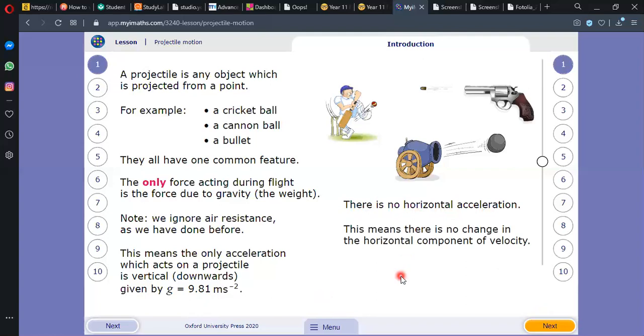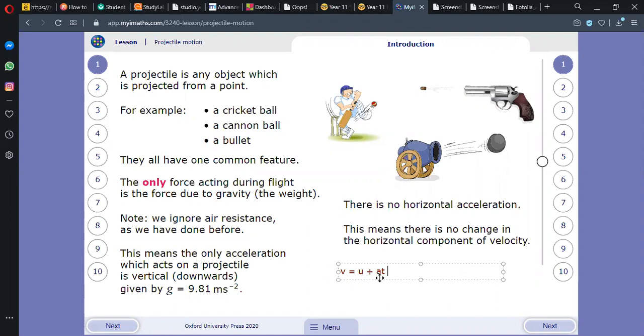Now, this means there is no change in the horizontal component of your velocity, because if there is no horizontal acceleration, then there is no change in the horizontal component of velocity. What does that mean? Remember, that's why we said you must have foreknowledge of kinematics. You were told that v = u + at, where a is the acceleration, t is time, and u is the initial velocity.